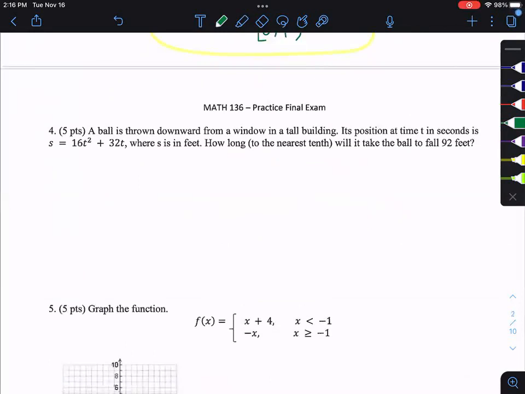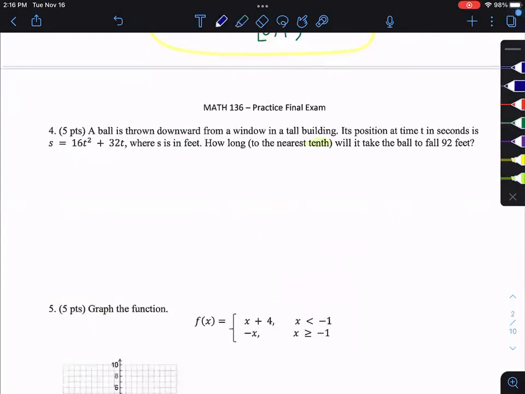Question number 4, we have a ball thrown downward from a window in a tall building. Its position at time t in seconds is given by this equation where s is in feet. How long, to the nearest 10th? Important information there, you have to round it appropriately. Will it take the ball to fall to 92 feet?